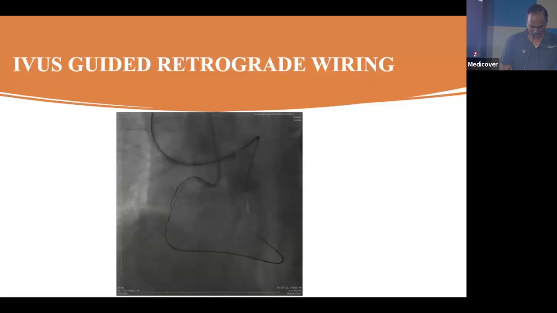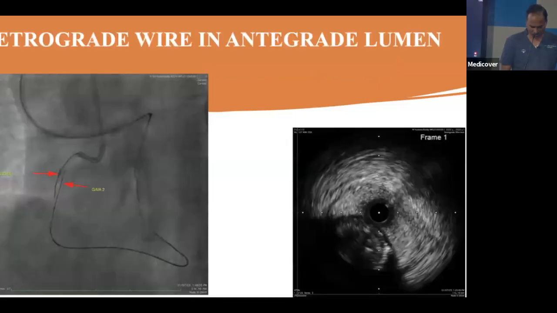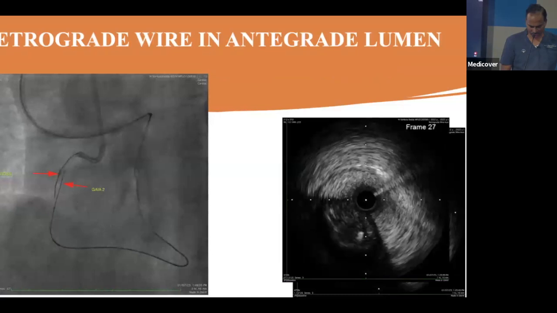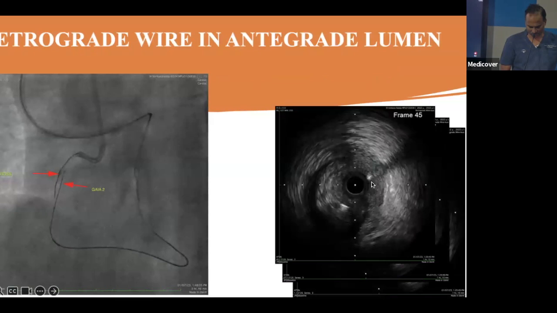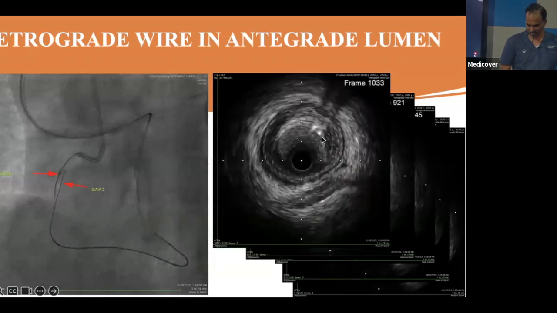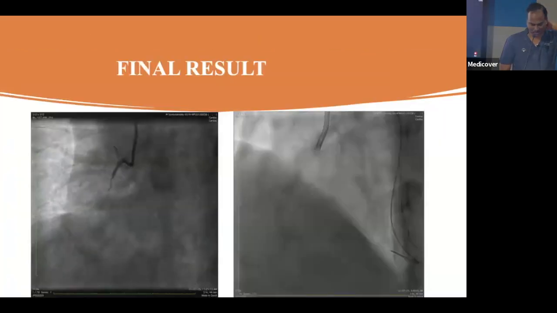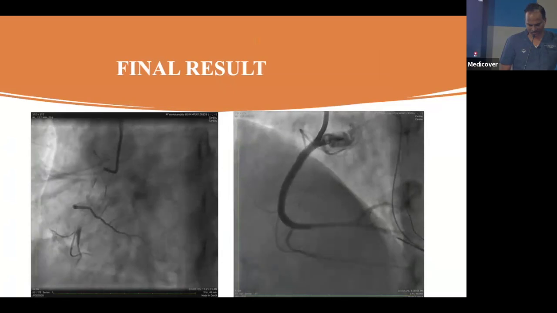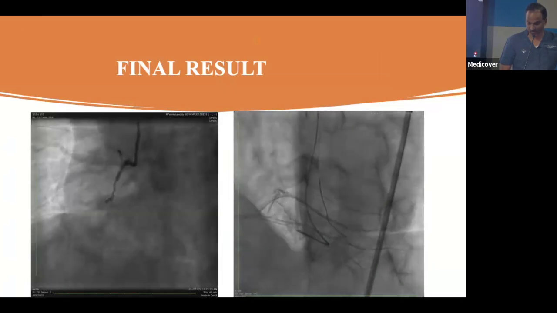So we just did IVUS-guided retrograde wiring and pulled the wire. You can see here, again, this is subintima, this is true lumen. Next, subintima, true lumen. Almost here, this is where the dissection actually started. You can see both the lumens are nearly joining. And next, you can see there is only one lumen here, and both wires are in the true lumen, close to the ostium of the RCA. So you externalize that wire and stent, and you won't lose any branch.